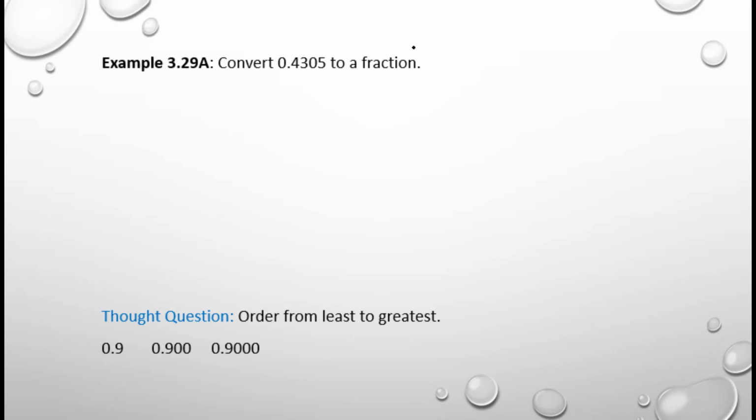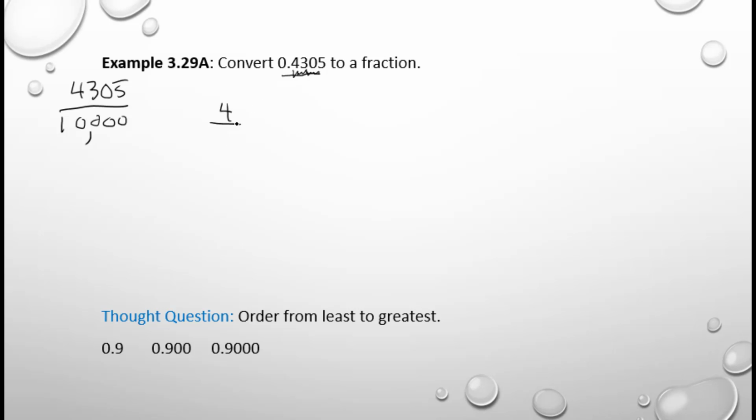So in this example, I'm going to convert 0.4305 to a fraction. Now there's a trick to this. The answer is going to be 4305 over 1 followed by 4 zeros. So it's 4,305 over 10,000. And the trick is there's always as many zeros as there are numbers to the right of the decimal. But let's show why that trick works.